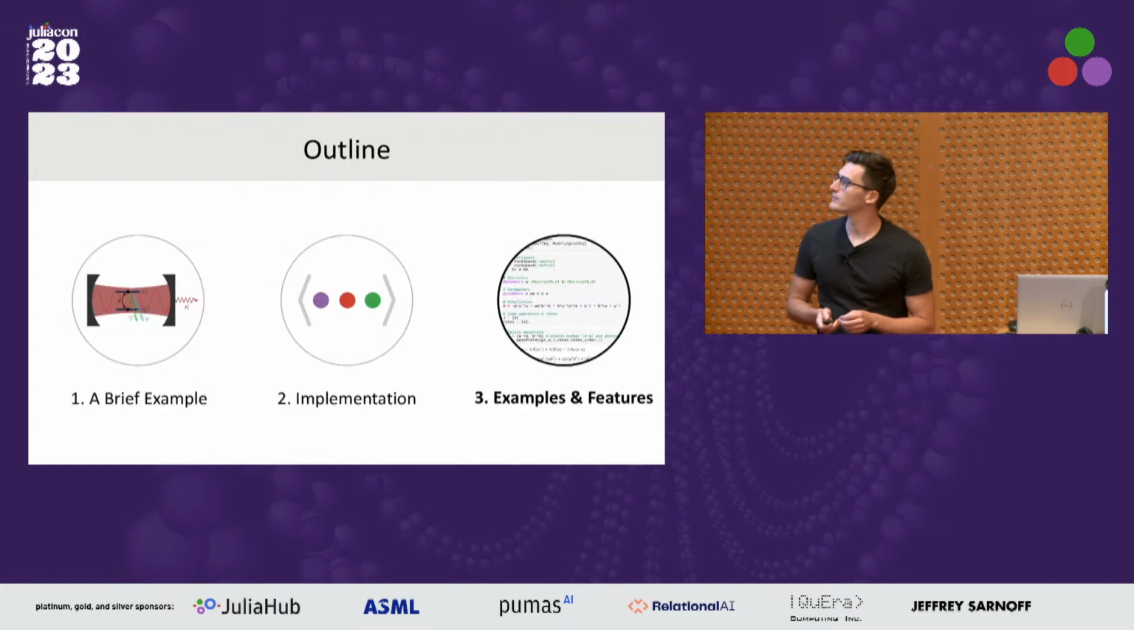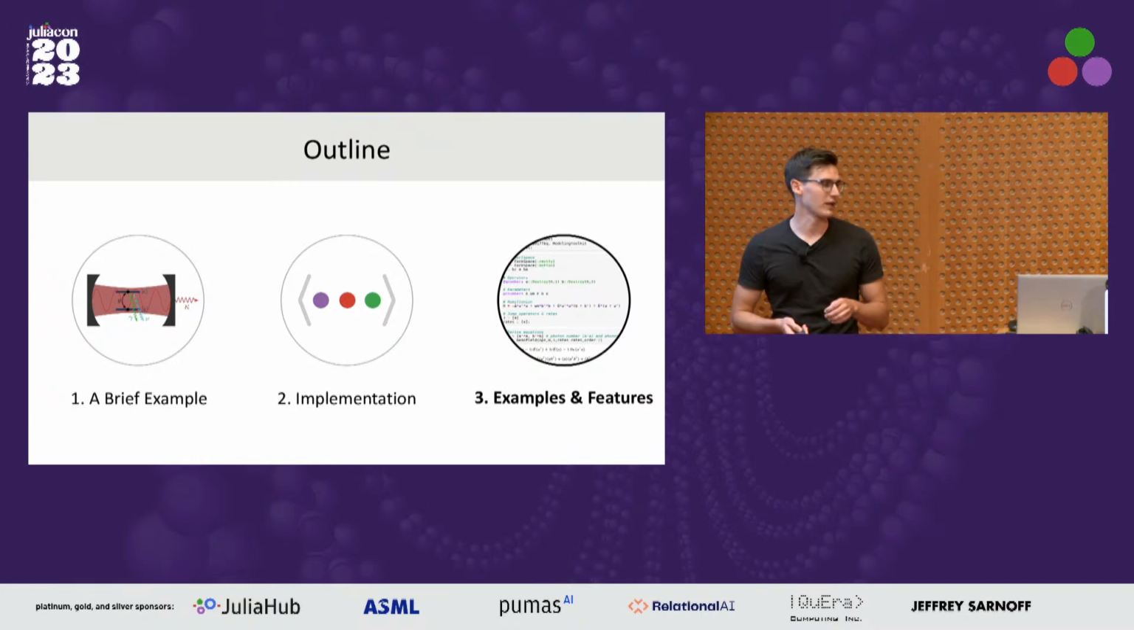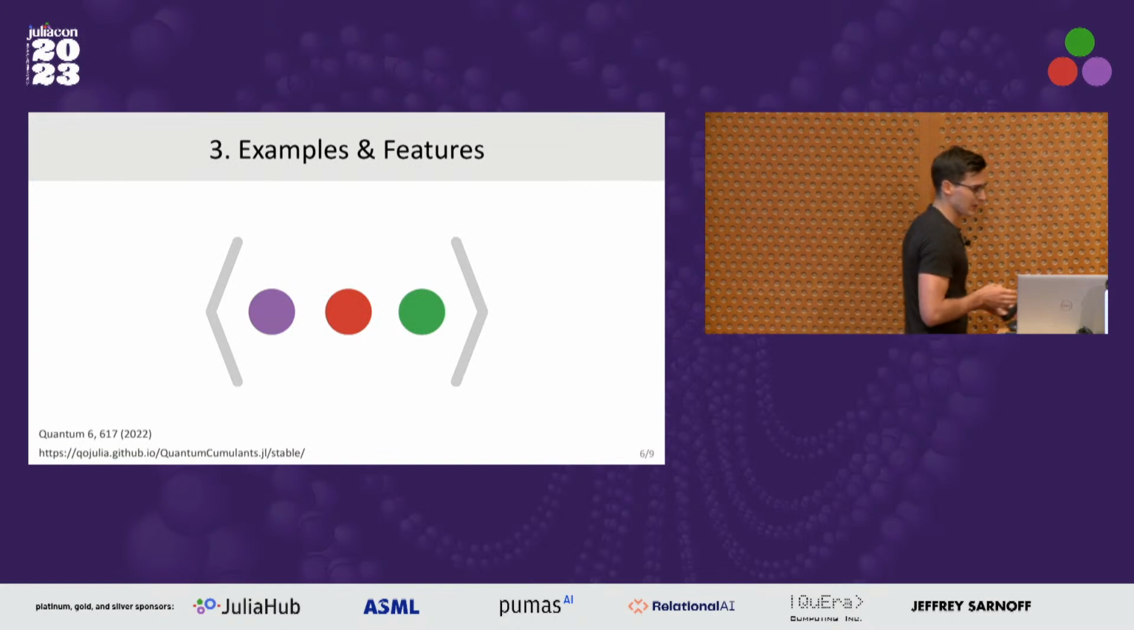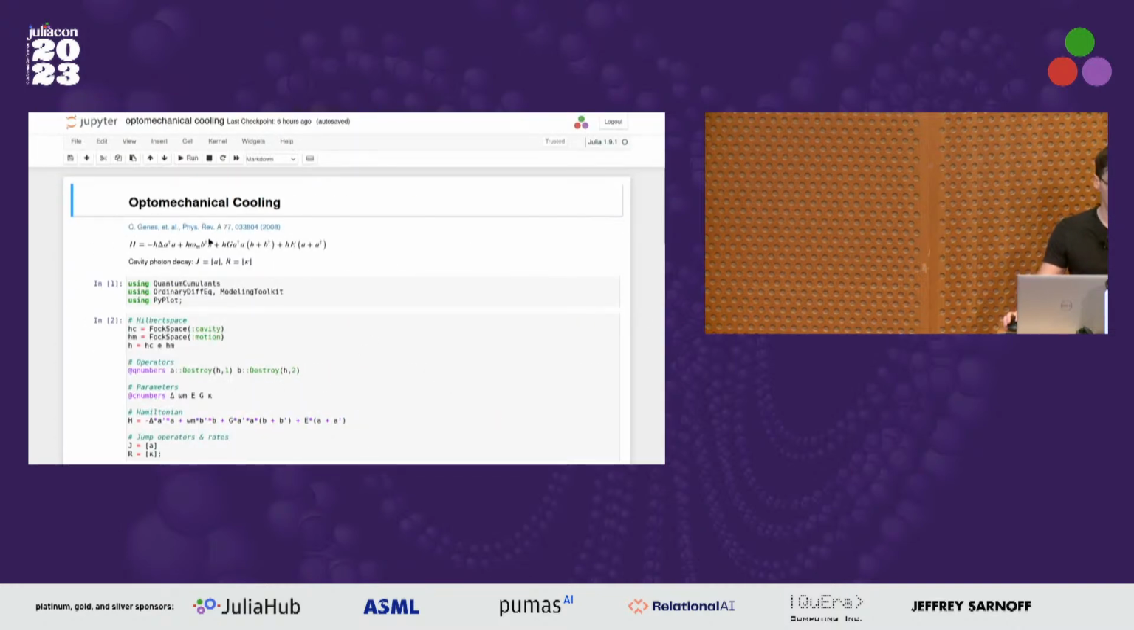Okay, good. That was basically the implementation. So we have this non-commutative algebra, and we have the cumulant expansion. Now in the third part, or in the last part, I want to show you a few examples, which you can either find in our paper, or it's also in our documentation of quantum cumulants if you want to have a look. The first example I want to show here is on optomechanical cooling.